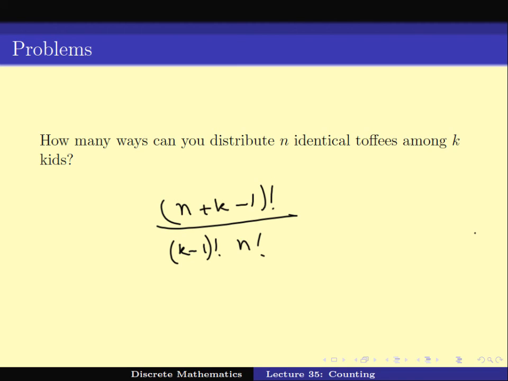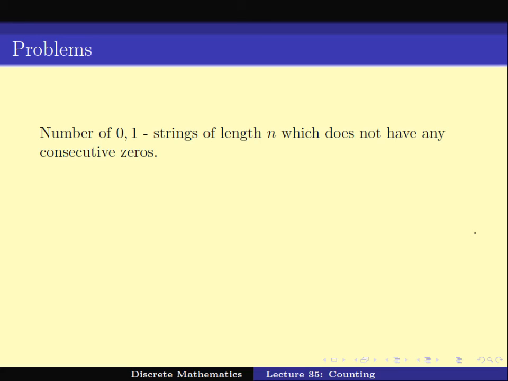Now let's move on to the last problem. The last problem says: the number of 0, 1 strings of length n which do not have any consecutive 0s. Now this is quite a challenging problem. I will let you think about this problem. We will come back to it in the next class, and this will help us start a completely new way of calculating.